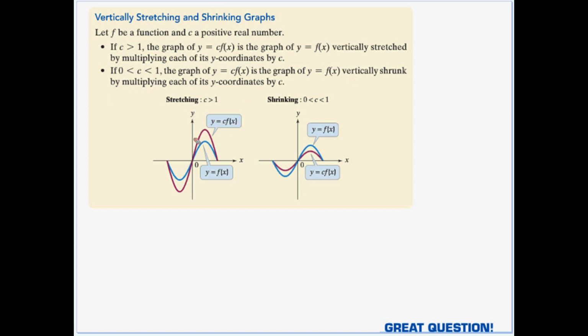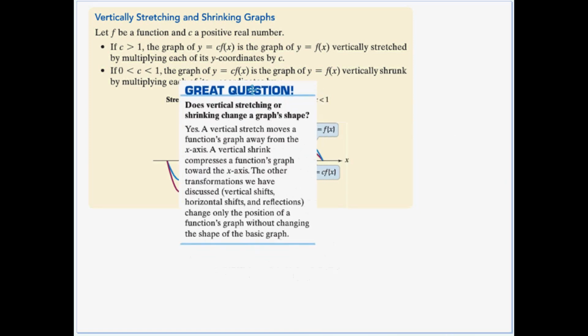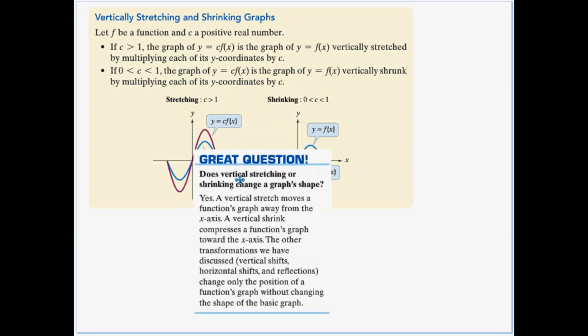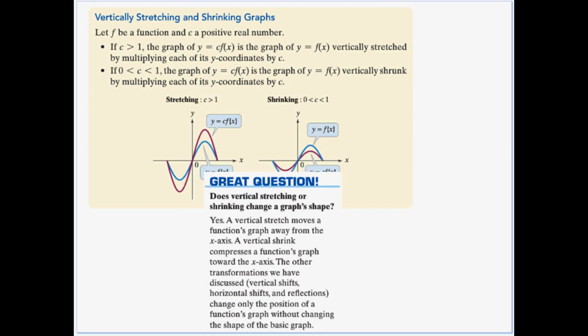So if c here is a whole number, it will stretch the graph up. If c is a fraction, it will shrink the graph down. If it's greater than 1, it will stretch. If it's less than 1, it will shrink it. And what's this great question? Does vertical stretching or shrinking change the graph's shape? Yeah, this will now change the shape. The up, down, and left, right shifts did not affect the shape, like the curvature of the parabola. But these vertical stretching and shrinking will change the shape of the graph.